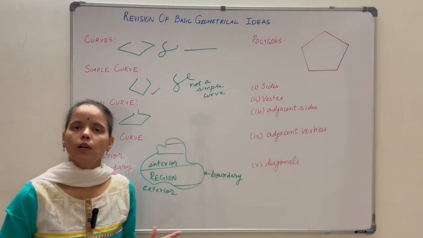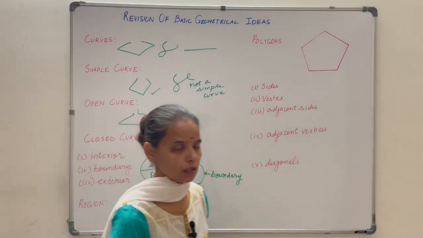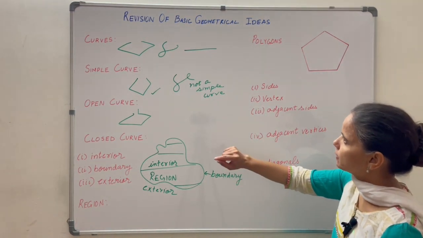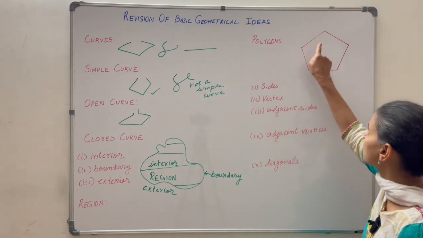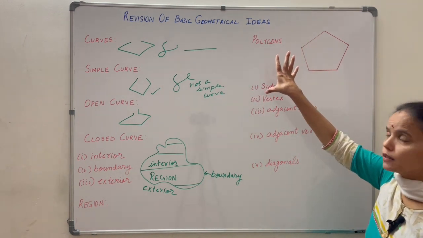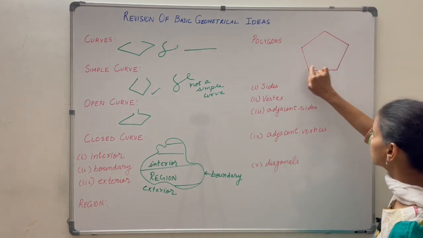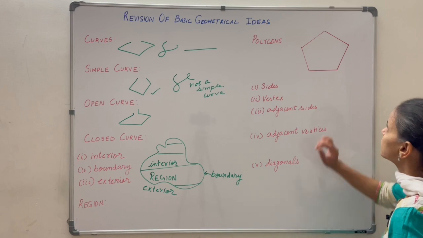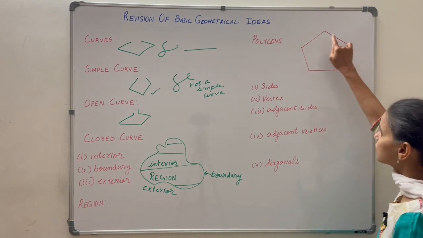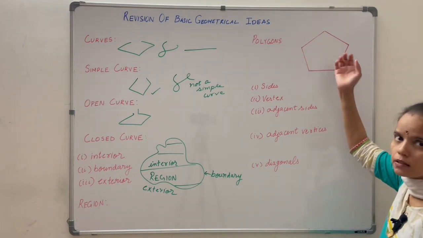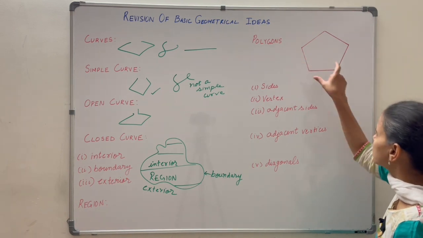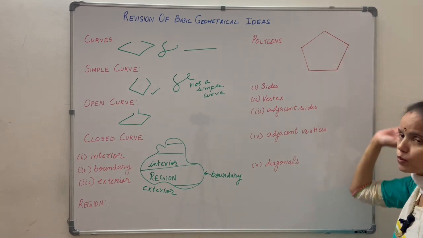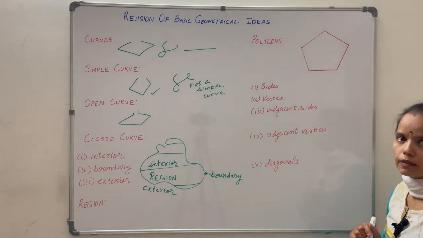Polygon. A polygon is a simple closed curve made up entirely of line segments. It is simple, that means it is not going to cross. First of all, it is a curve. You can see that you can draw this polygon without lifting a pencil. It is simple because it is not crossing at any point, and it is closed. It is made up entirely of line segments. So, a polygon is a simple closed curve made up entirely of line segments.